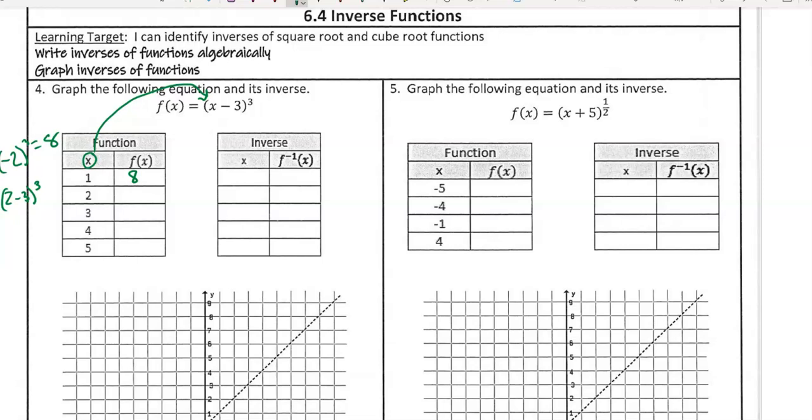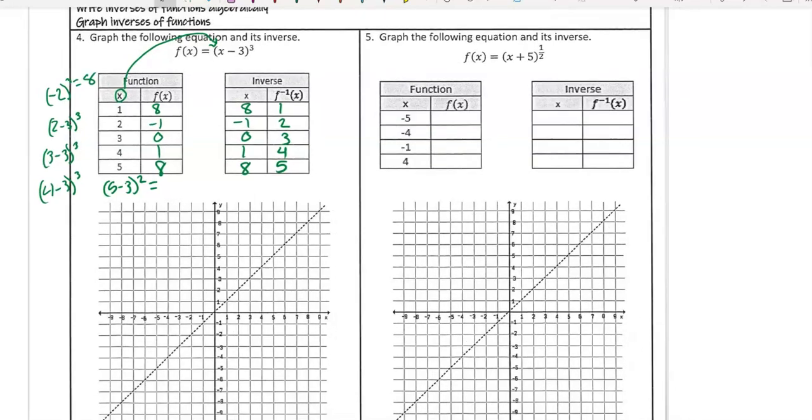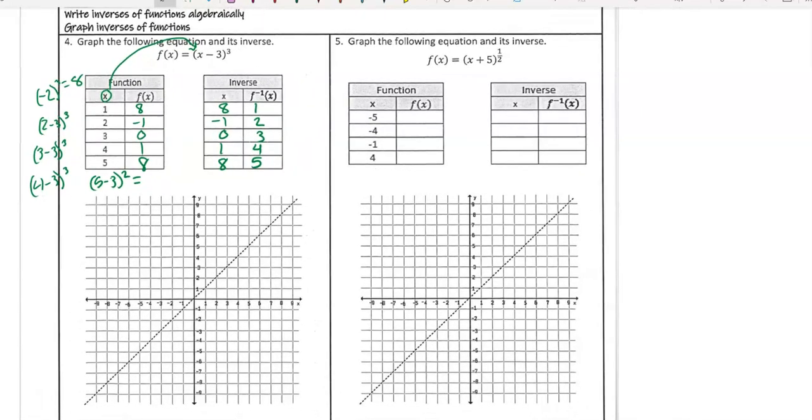2 minus 3 is negative 1. Negative 1 cubed is negative 1. 3 minus 3 cubed. Well, 3 minus 3 is 0, and 0 to the anything is 0. 4 minus 3 cubed. Well, that's 1, and 1 cubed is 1. 5 minus 3 cubed. 2 cubed, 8. All right, now the inverse, we swap them. Okay, now we can graph both the original function and the inverse.